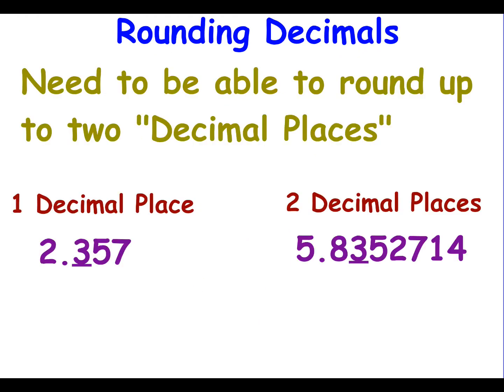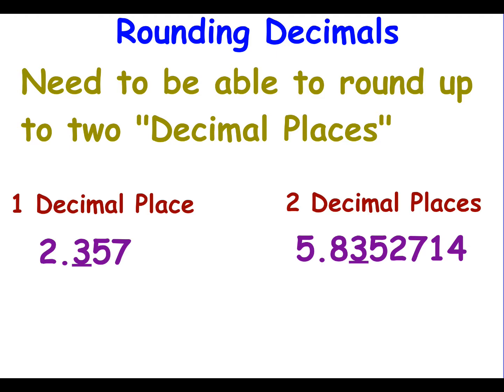So let's look at rounding decimals to decimal places. So we need to be able to round to 2 decimal places because mainly of money. Because money has 2 decimal places and some calculations you'll do, especially on your calculator, will have more than 2 decimal places, you need the skill to be able to round to 2 decimal places. So let's show you how to round to 1 decimal place and then how to round to 2 decimal places.